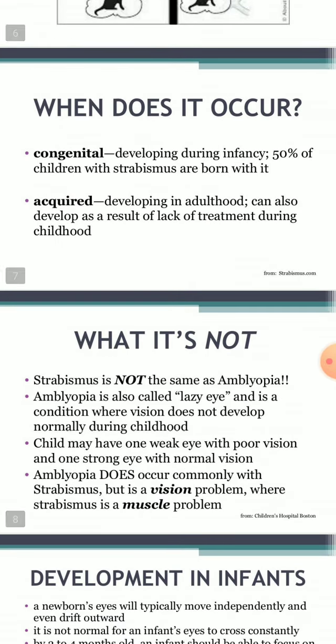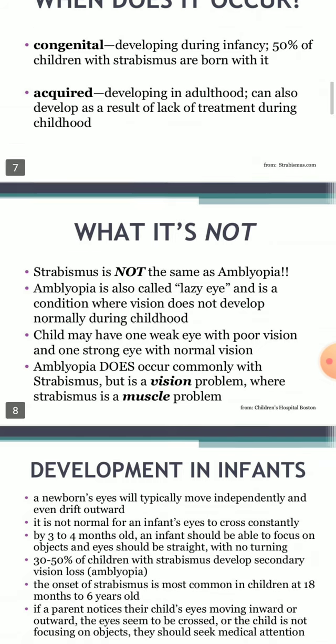When does it occur? Congenital, developing during infancy. 50% of children with strabismus are born with it. Acute, developing in adulthood, can also develop as a result of lack of treatment during childhood.